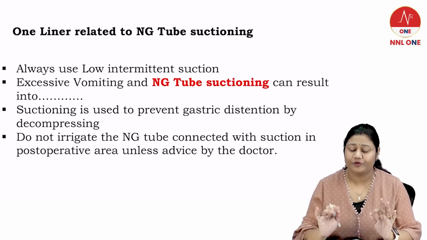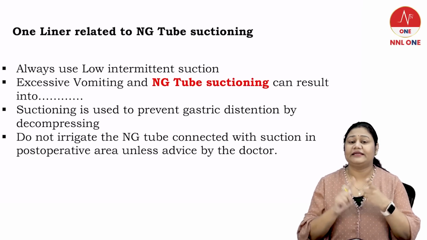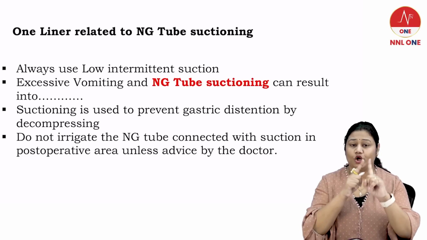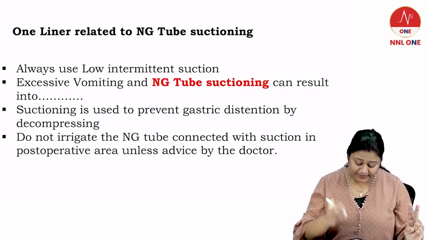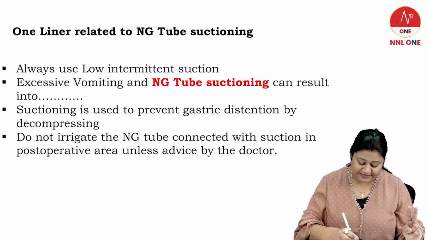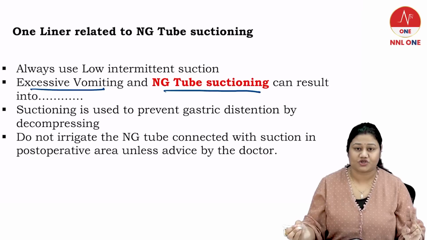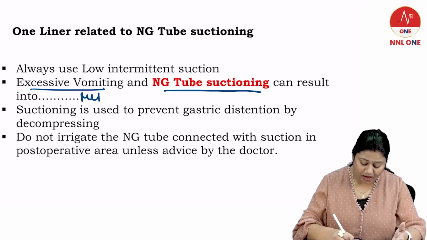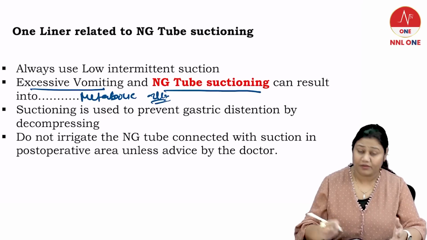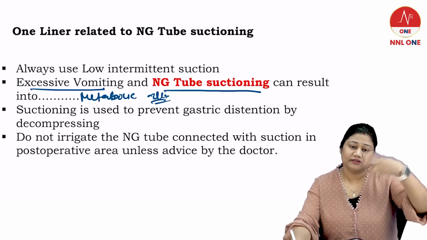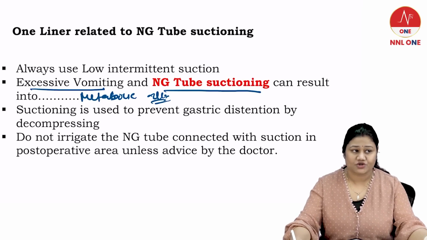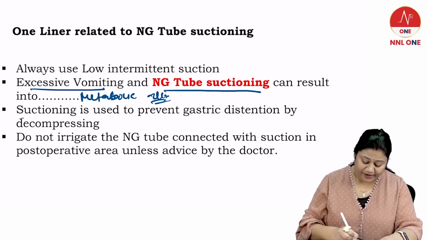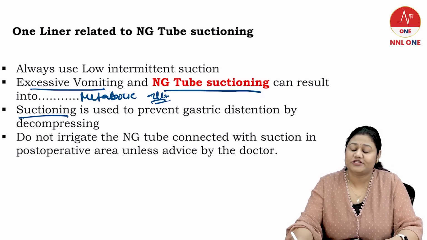So if you are connecting the NG tube with suction, always use low intermittent suction. With continuous suction and excessive vomiting or NG tube suctioning, your patient can be at risk for metabolic alkalosis. Always remember, the patient can go into alkalosis because all the acid is drained out through the suction. So remember this point.